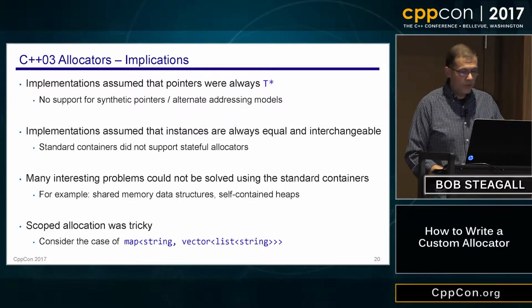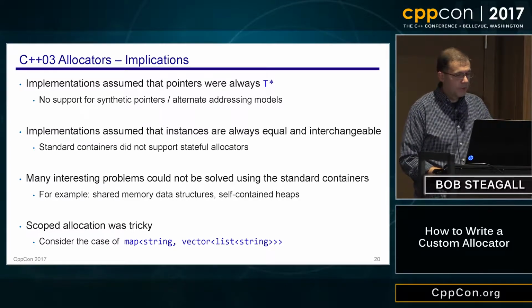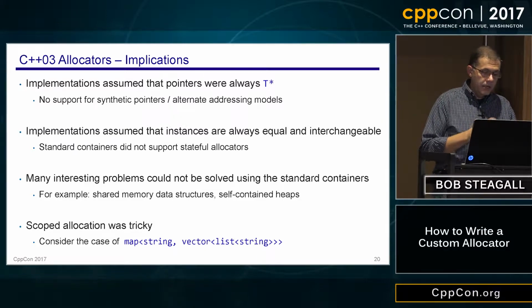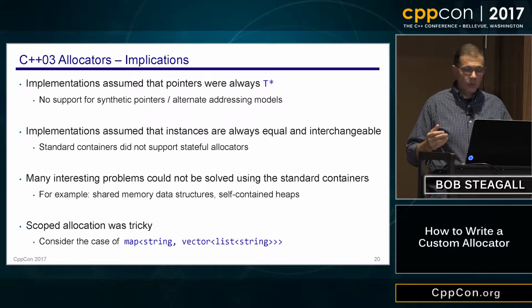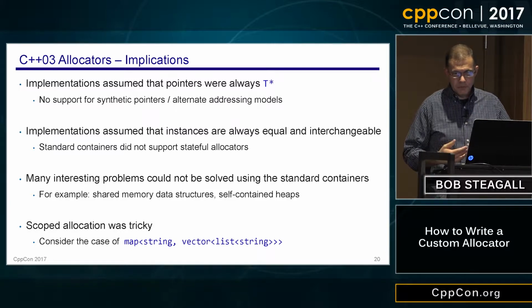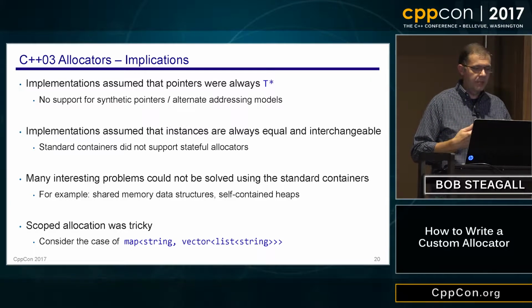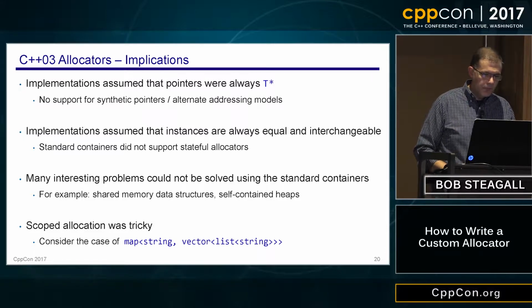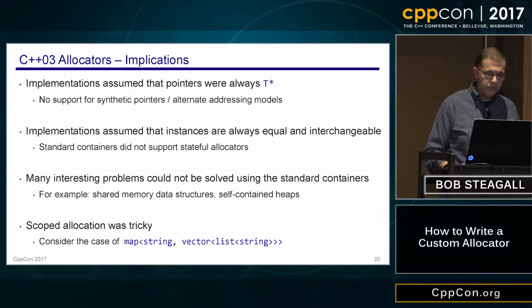So there were some consequences resulting from these allocator requirements. Because pointers were always assumed to be T star, there was no support for fancy pointers or pointer-like types or anything that could address shared memory or create a self-contained heap. Because implementations assumed that instances were always equal and interchangeable, your containers could not be used with stateful allocators. If you had an allocator that needed to maintain some state, like the thread ID that I'm operating in or the container to which I belong, you couldn't do that. So there were a lot of interesting problems that you couldn't solve with those allocators.